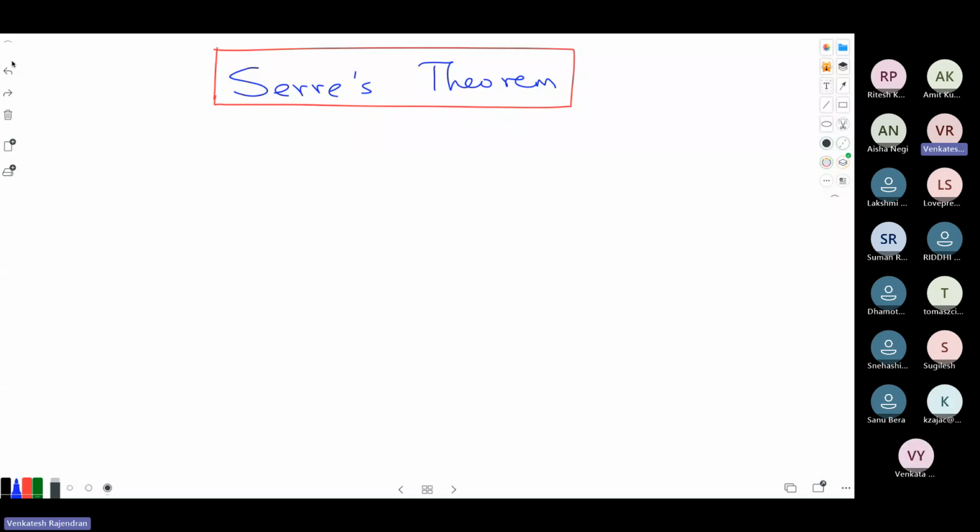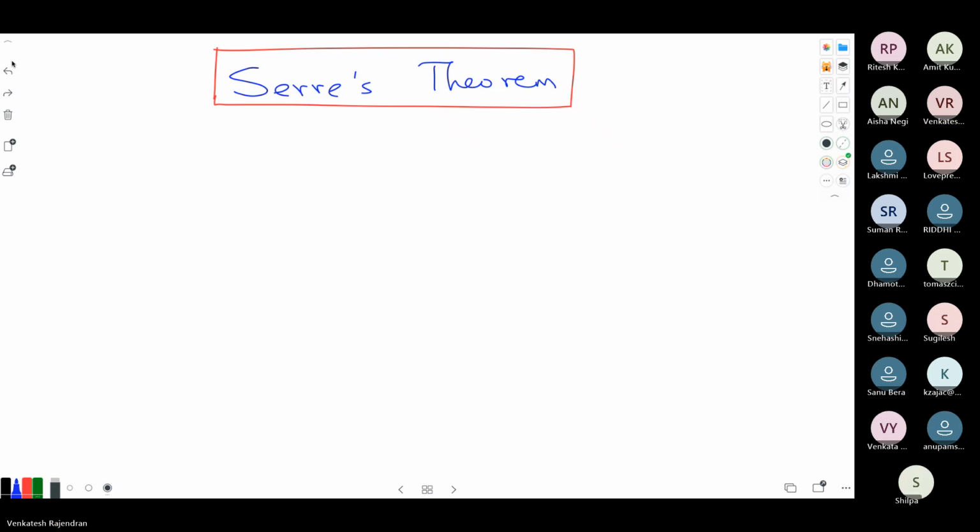Okay, so in this lecture, we are going to see Serre's theorem in Lie algebras. It is the most important piece of information in the classification of semisimple Lie algebras, which gives the existence of a simple Lie algebra with a given Cartan matrix, or the information about the Dynkin diagram.